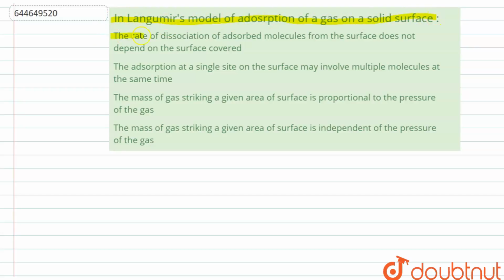The question given here is: in a Langmuir model of adsorption of gas on a solid surface, options are: the rate of dissociation of adsorbed molecules from the surface does not depend on the surface covered; the adsorption at a single site on the surface may involve multiple molecules at the same time; the mass of the gas striking a given area of a surface is proportional to the pressure of the gas; the mass of gas striking a given area of surface is independent of the pressure of the gas.